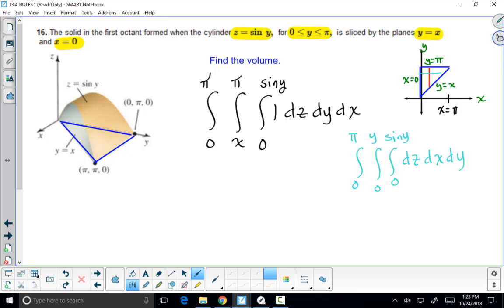All right. And notice that the y differential is the very last thing we're going to do. So these y's are going to drop into the integrand, and at the very end, we'll integrate them with respect to y. Okay. Cool.